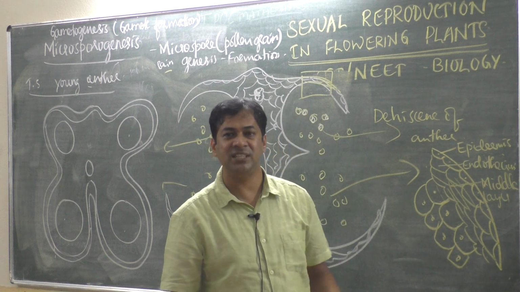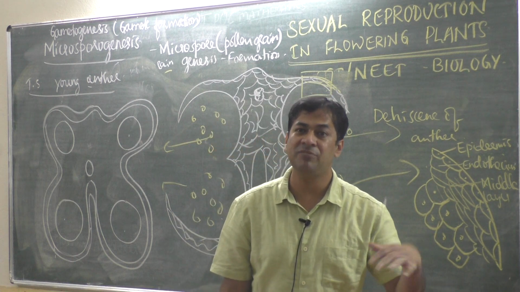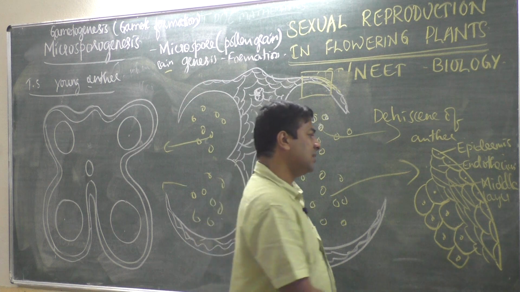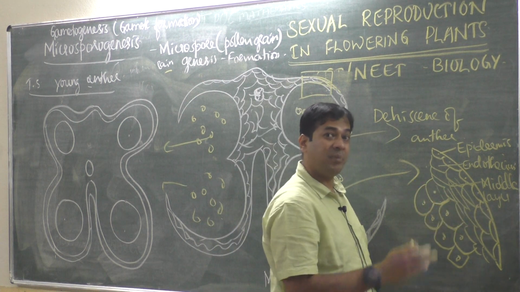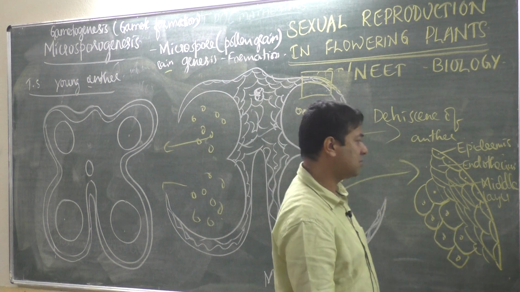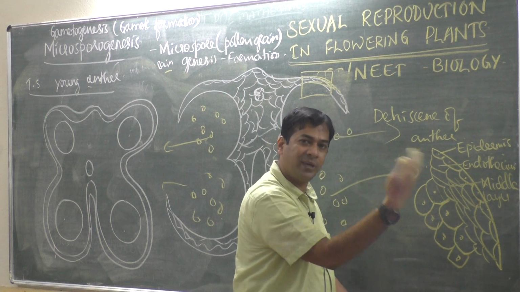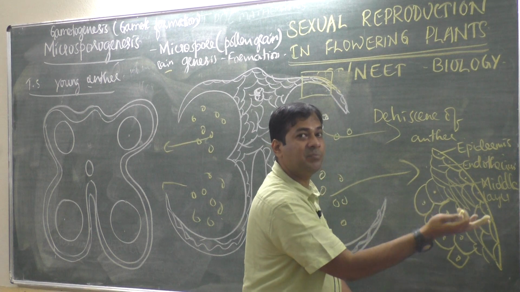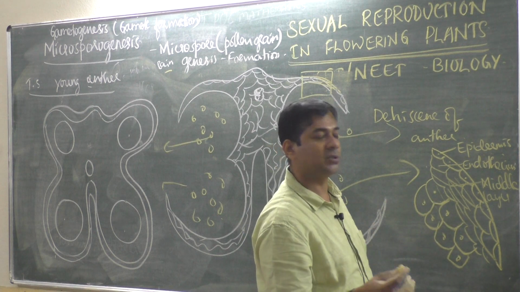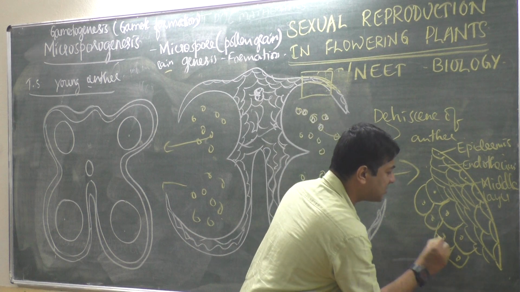The word sporogenous refers to genus, which means that which produces in future. That means these cells in future become spores or microspores. These spores in future become microspores. So these are called sporogenous tissue.